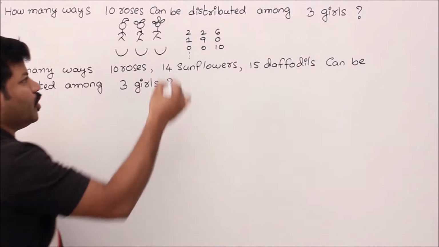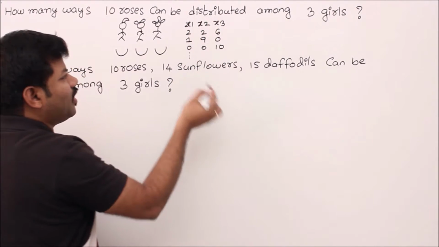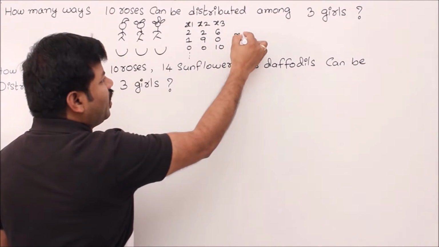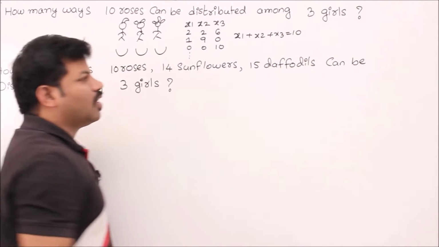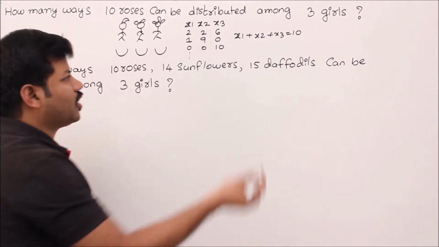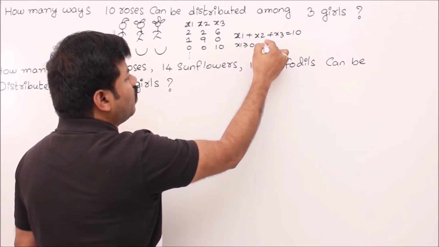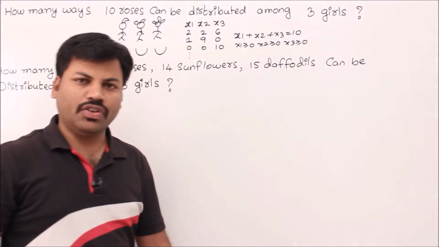After seeing these distributions, you will get to know that this problem is nothing but there are 3 variables x1, x2, x3 and their sum should be 10. So this is a template problem, isn't it? x1 plus x2 plus x3 equal to 10, where x1 greater than or equal to 0, x2 greater than or equal to 0, x3 greater than or equal to 0. For that we know the solution.